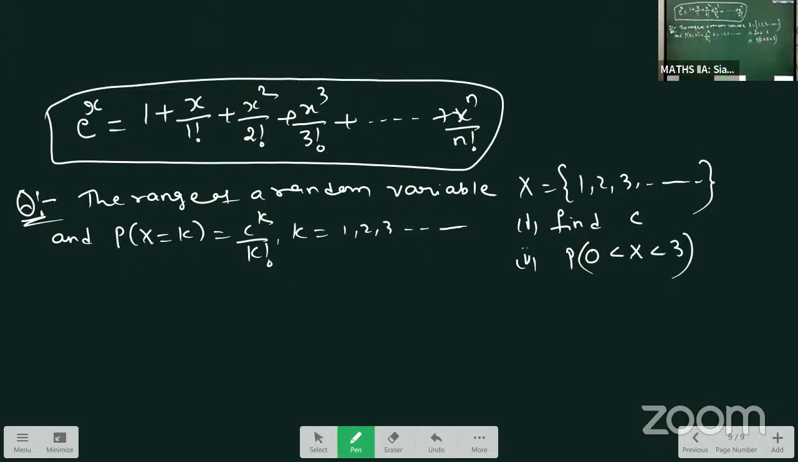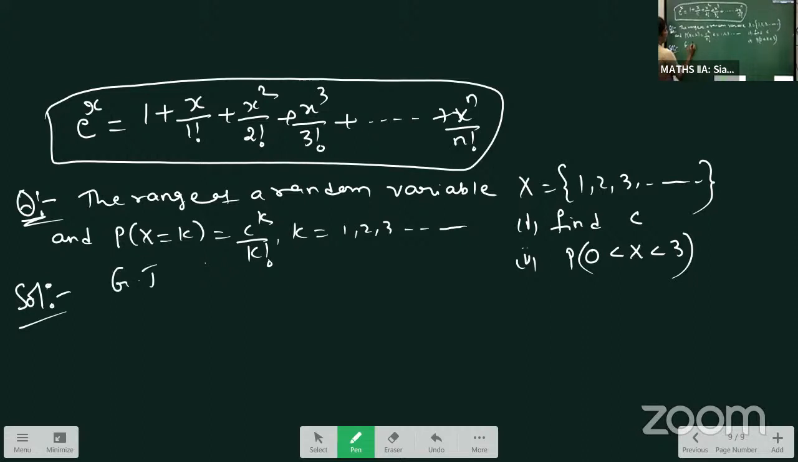If the question is like this, how to solve? A simple format is given. Expansion is given. P of x is equal to k format. What value is given? c power k by k factorial, where k is equal to 1, 2, 3, and so on. By taking this, we have to find the unknown value c, and the probability lying between 0 and 3 we have to find out. Solution goes like this. Here x is the random variable given. We need not go for any kind of expansion because the format is already given.